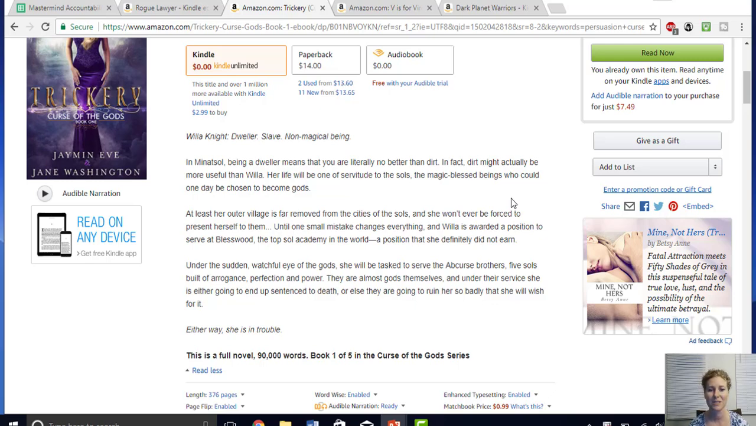At least her outer village is far removed from the cities of the souls, and she won't ever be forced to present herself to them, until one small mistake changes everything, and Willa is awarded a position to serve at Blesswood, the top soul academy in the world. So she was hoping to never have to face souls, since she's in this outer village. But something has happened to change that, you know, some obstacle or some twist of fate has put her in a position that she did not want to be in. And now she is right smack dab in the center of the gods.